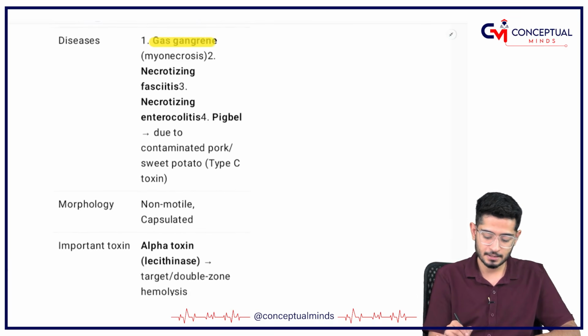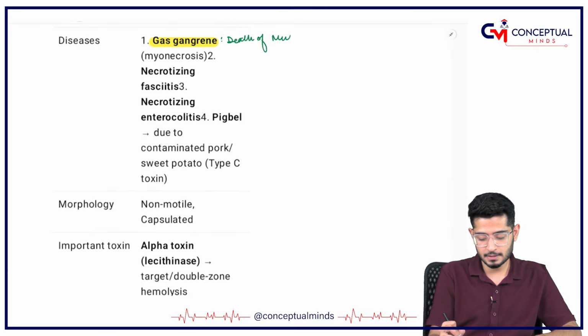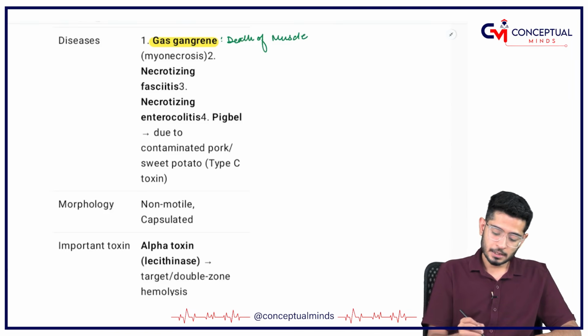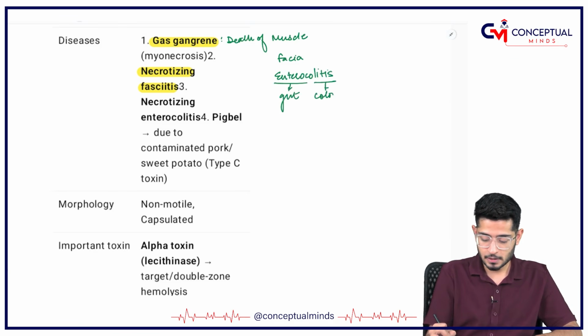One is the gas gangrene. What is gas gangrene? So remember, it is the death of the muscle. It can also cause the death of the fascia, that is called as necrotizing fasciitis. It can also cause the necrosis of the cells of colon and intestine. Enteron means the gut and colon is itself there. So necrotizing enterocolitis. Okay. And one more is the HHR.